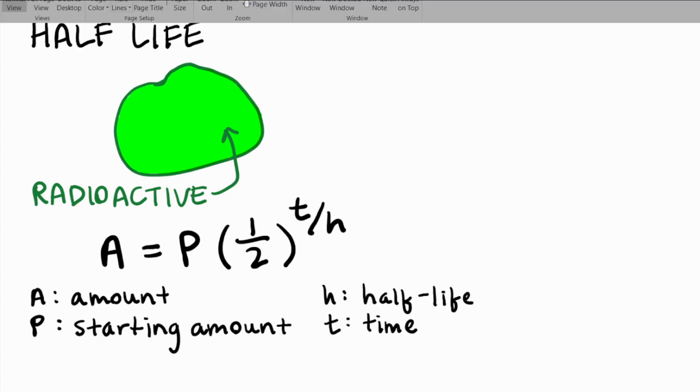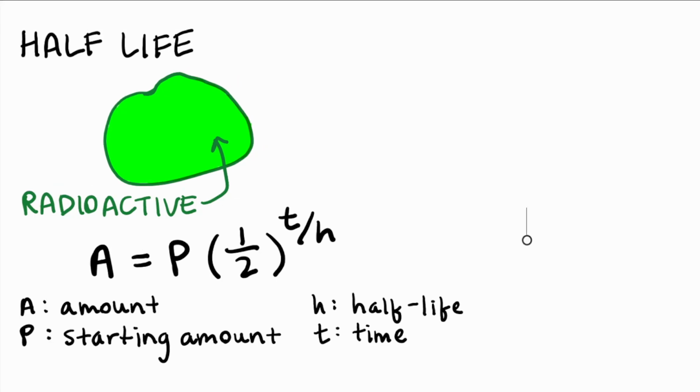where A represents the amount of stuff that's left, P is the starting amount, H is the half-life, and T is time. So really what's happening here is that the starting amount and the half-life are quantities that are going to be given to you at the start of the problem, at least in this class. And then A is kind of the output of the function, and T is the input of the function, because the amount of radioactive substance that's left depends on time. So let's look at an example.